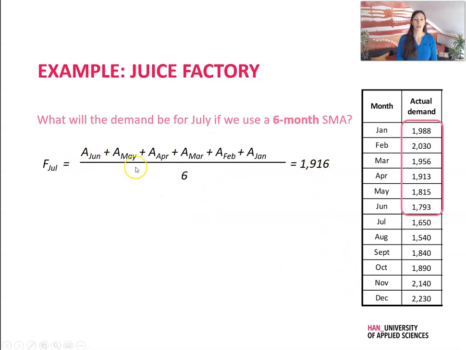So here's the calculation. We are averaging all of the months we had available, January through June, and the average is 1,916. Again, this shows that the larger the number of months used in this calculation, the less you react to the change in trend.